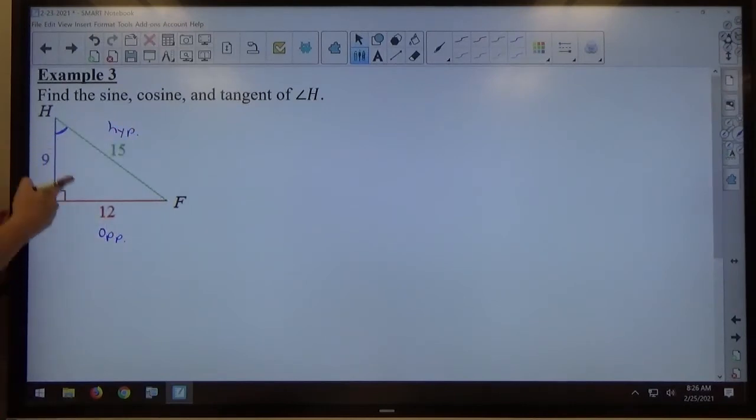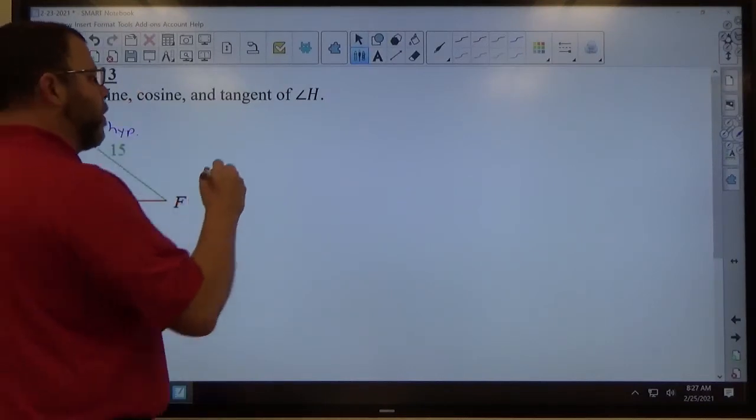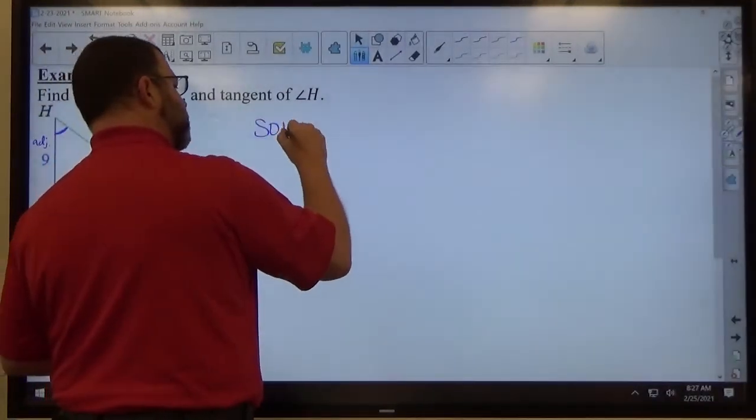Okay, and again, both of those are represented by the idea of oppositeness. If I'm at h and I go across the triangle, that's opposite. If I'm at the right angle, I go across the triangle, that's hypotenuse. And the remaining side, 9, must be the adjacent side. All right. I want to do sine, cosine, and tangent of h, so I'm going to write down SOHCAHTOA.